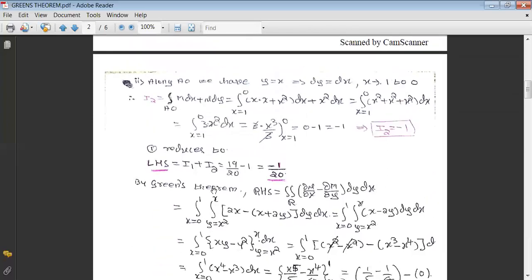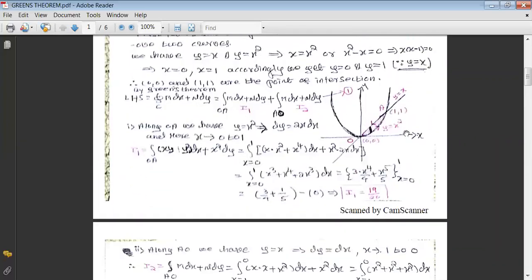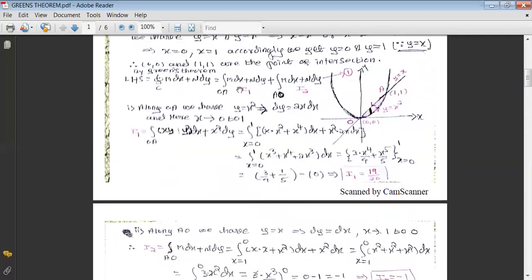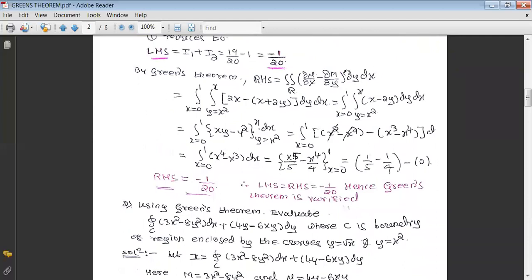Therefore, once you evaluate LHS, that gives you minus 1 by 20. And once you evaluate RHS, its value is also minus 1 by 20. Here there are only two subpaths, so the line integral had to be evaluated twice, calling one I1 and the other I2. Whenever the number of subpaths in a closed curve increases, the evaluation process becomes tedious and time consuming. Using RHS, the same thing can be evaluated without much difficulty.